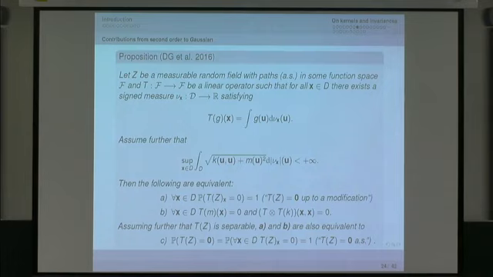I didn't insist too much, but the result I presented on the blackboard doesn't require Gaussianity. It's for any random field that possesses a covariance. Okay? And so is this one.